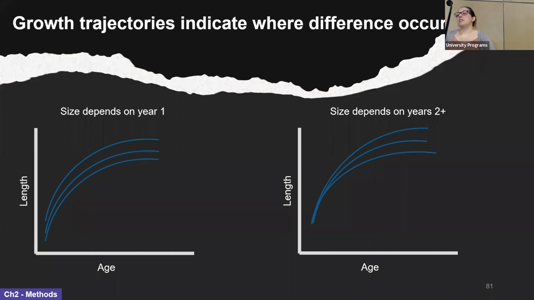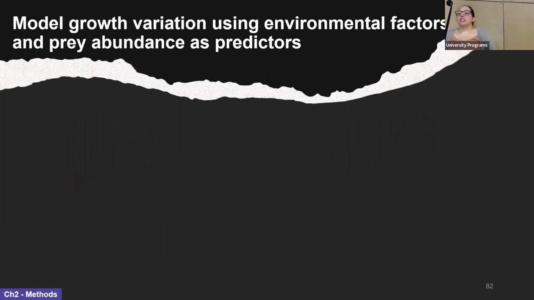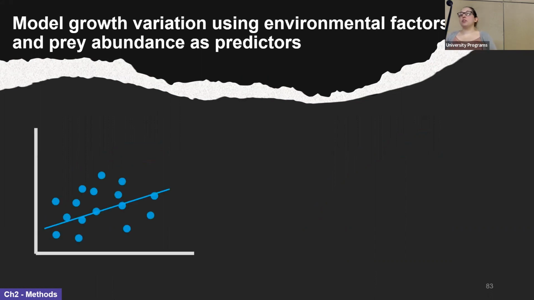But in any scenario, this could be a result of environmental drivers, prey availability, or genetics. In this study, I'm going to be including both environmental drivers and prey abundance as potential drivers. So in this analysis, I'm also going to model variation in growth using environmental factors and prey abundance as predictors. So first, I'm going to correlate growth with single drivers. And these single drivers are going to include those environmental factors as well as prey abundance.